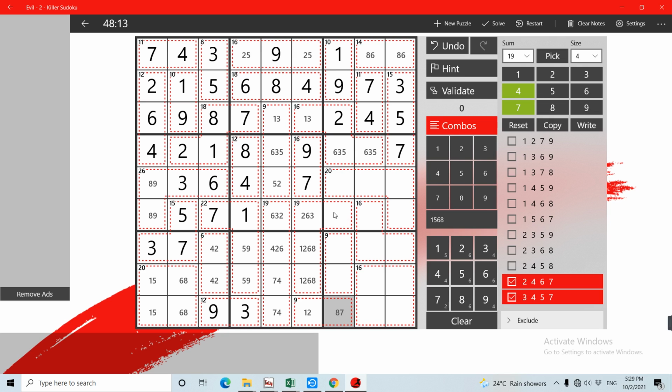Now if we notice in this series, this is the only spot left for a 5. Can I have a 5 here? No. Can I have a 5 here? No. So this is the only spot left for 5. That gives us a 2 here.